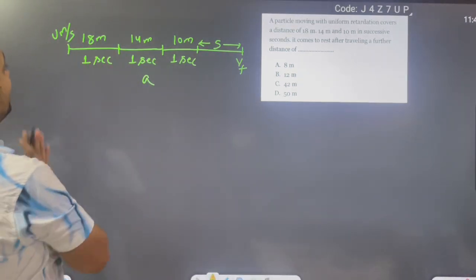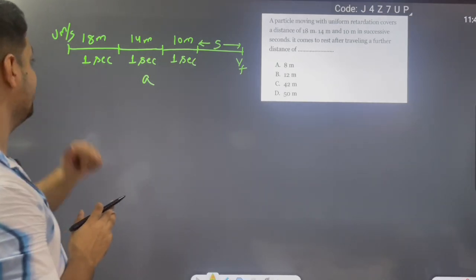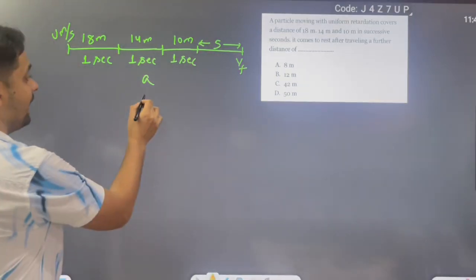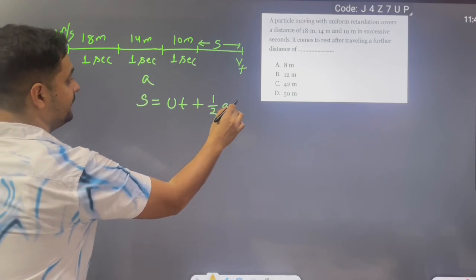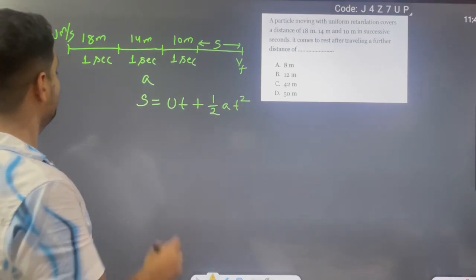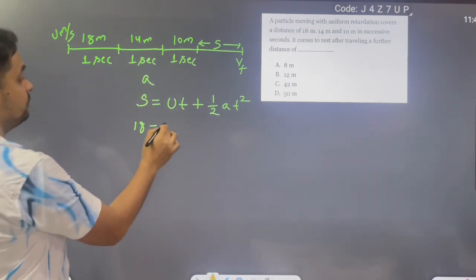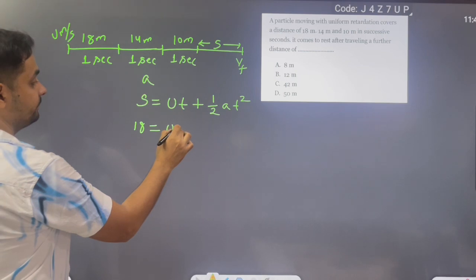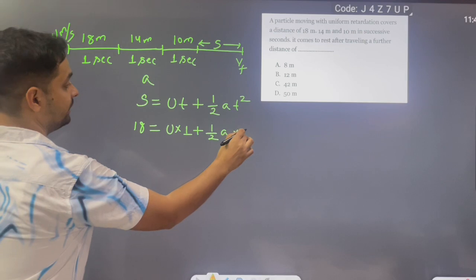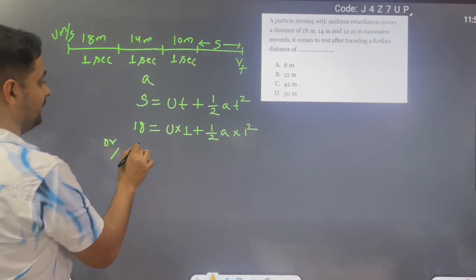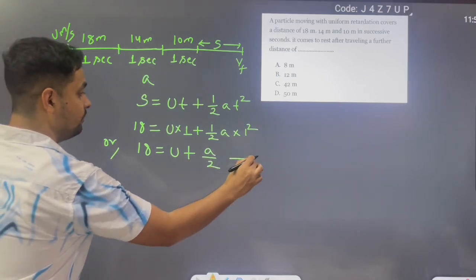In the first 1 second, it travels a distance of 18 meter. Here we have to relate S, T, U and A, correct? So we can use the motion equation S equals UT plus half AT square. The first displacement in the first 1 second is 18, which equals U into 1 plus half A into 1 square. This can be written as 18 equals U plus A by 2. This is your equation 1.